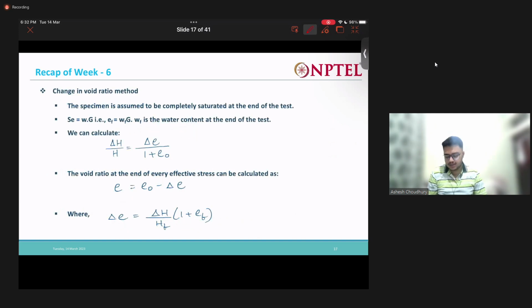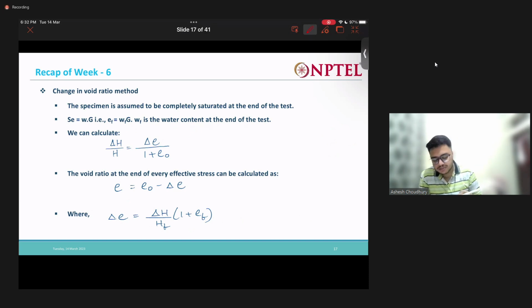So there is another method using which you can actually determine this void ratio. Actually, this is by doing it backwards. We will be seeing how to do this. We will be solving the problems using this method.